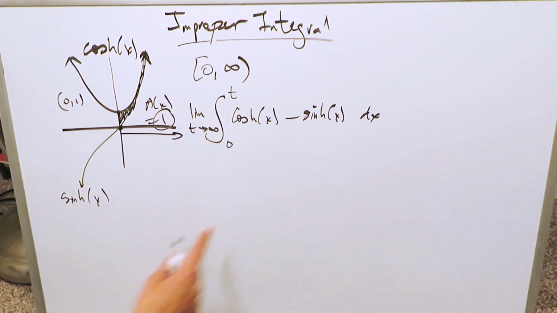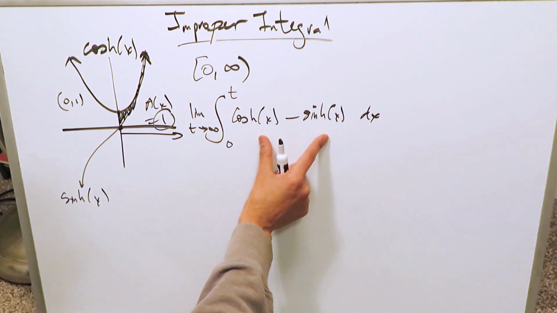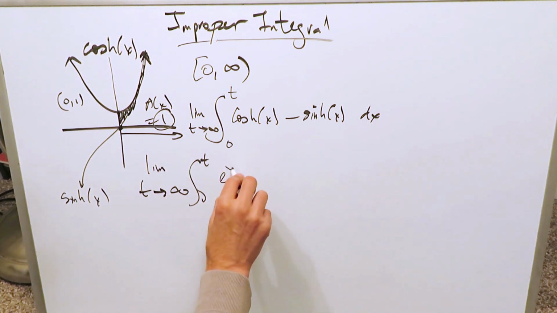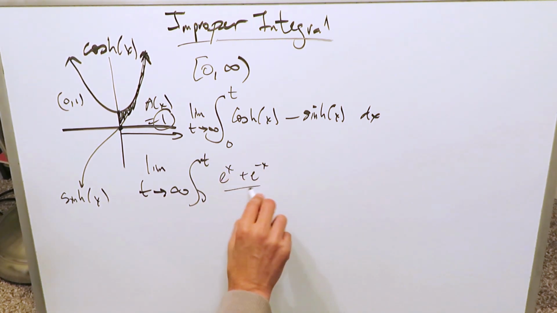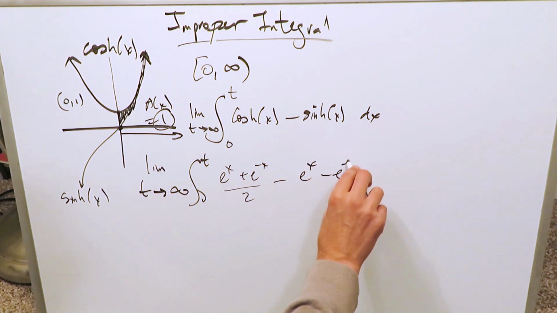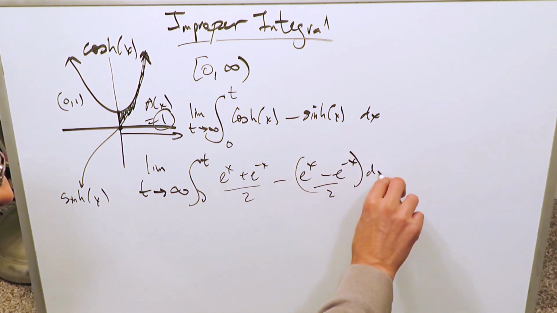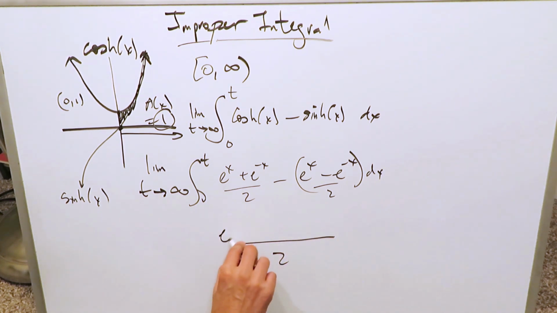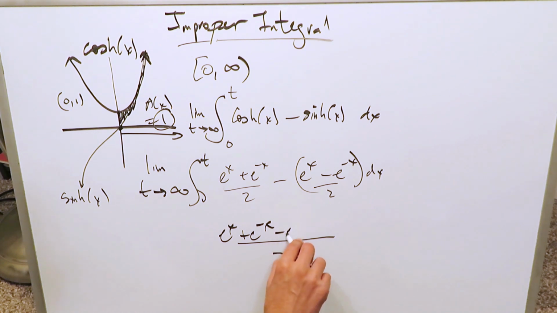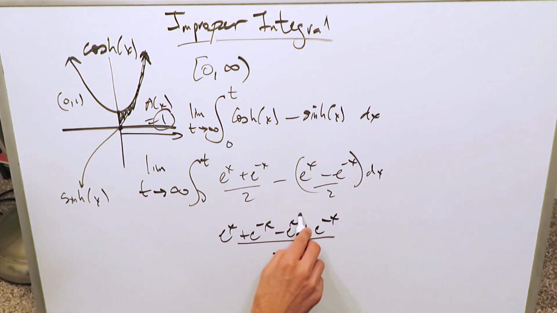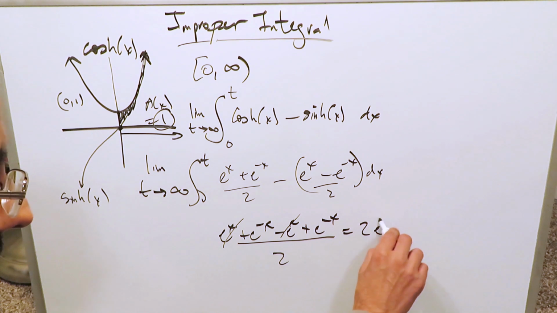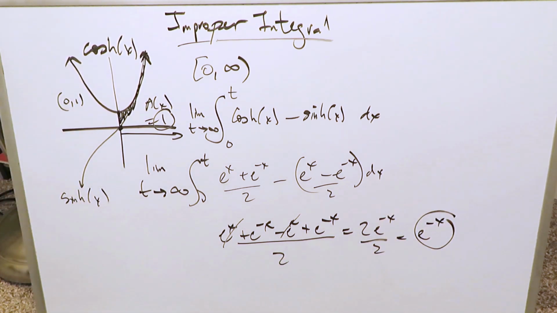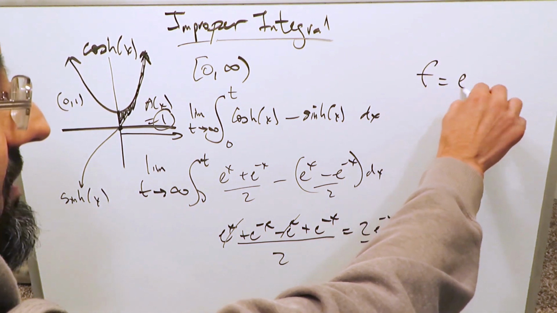When you've established that you're looking here at a type 1 improper integral, bring in your definitions and see what happens. Limit as t approaches infinity of e to the x plus e to the minus x over 2 minus e to the x minus e to the minus x over 2 dx. All you have to do is simplify this part right here. You have everything over 2, and let's simplify. e to the x plus e to the minus x minus e to the x plus e to the minus x. These will cancel out. You'll end up seeing 2 e to the minus x over 2, which is equal to e to the minus x. This becomes your function. Your simplified function becomes e to the minus x.